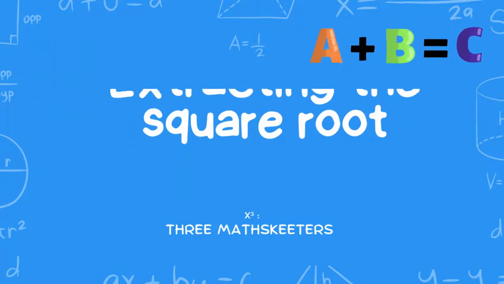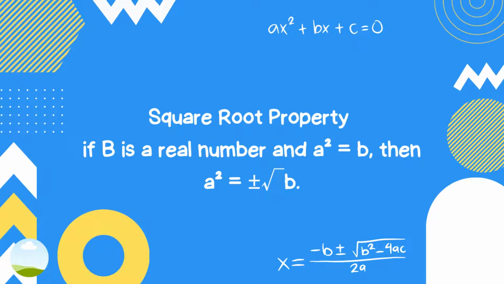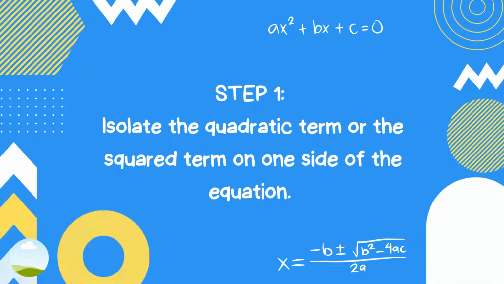Under the method of extracting the square root in solving a quadratic equation is the square root property, wherein if b is a real number and a squared equals b, then a equals positive or negative the square root of b.